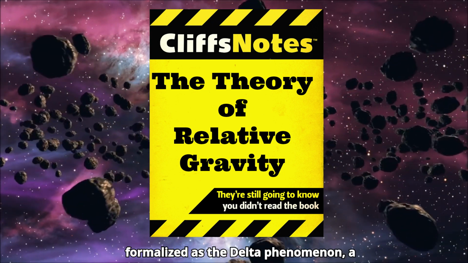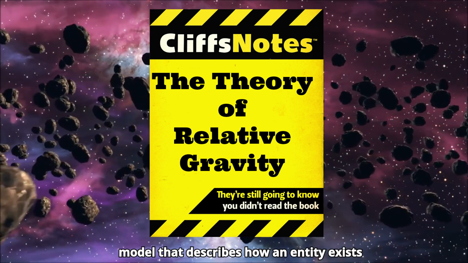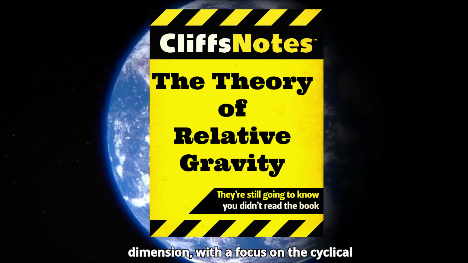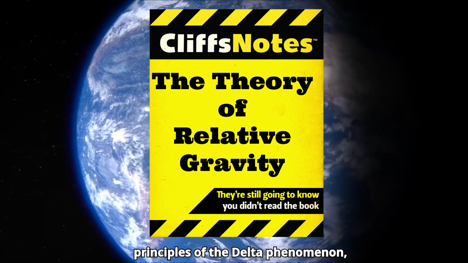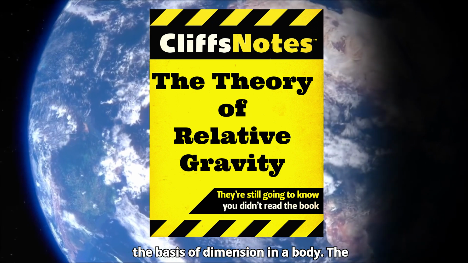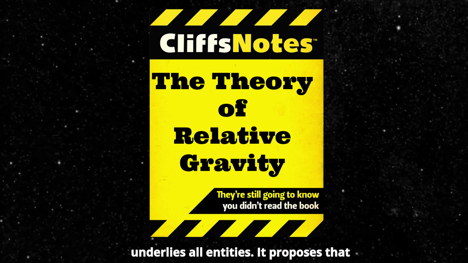This dynamic is formalized as the delta phenomenon, a model that describes how an entity exists across different states, both in time and dimension, with a focus on the cyclical evolution of these states. Key principles of the delta phenomenon. 1. The basis of dimension in a body. The delta phenomenon serves as the fundamental basis of dimension that underlies all entities.